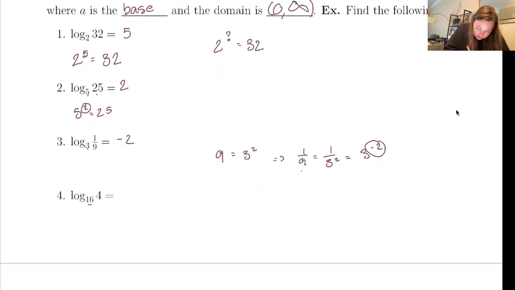Now I have log base 16 of 4. Well, I know that 4 squared equals 16, but I'm asking what can I raise 16 to get to 4? So if 4 squared is 16, then 16 to the 1/2, or the square root of 16, will equal 4.